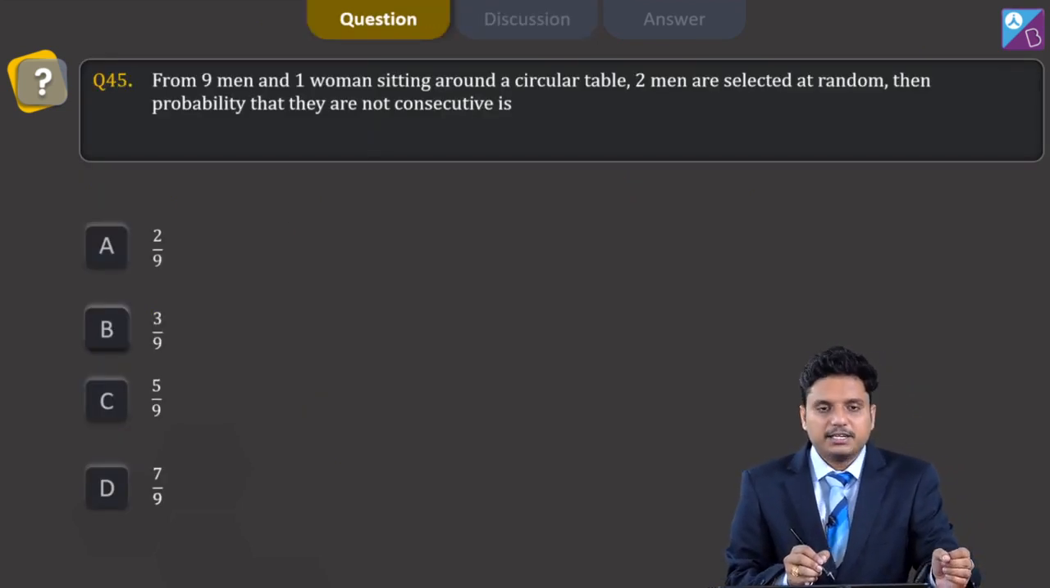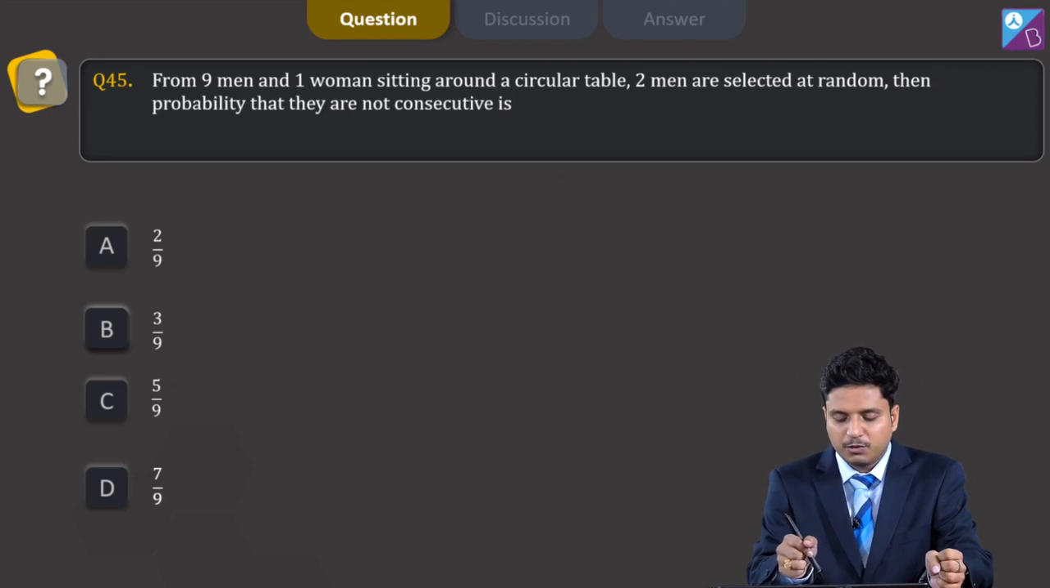The next question is: from 9 men and 1 woman sitting around a circular table, 2 men are selected at random, then find the probability that they are not consecutive.